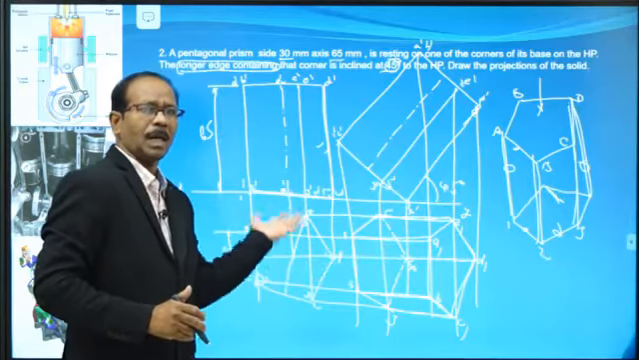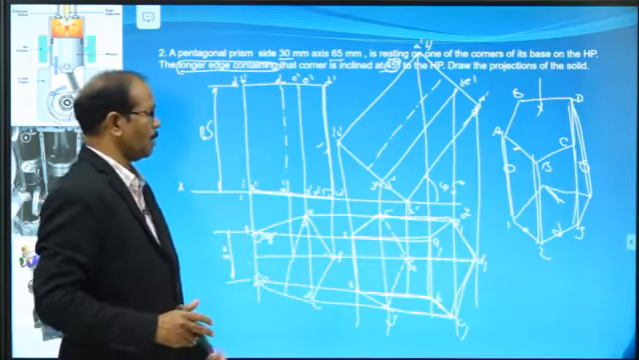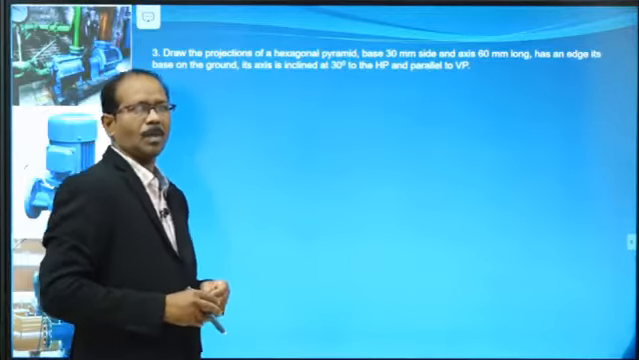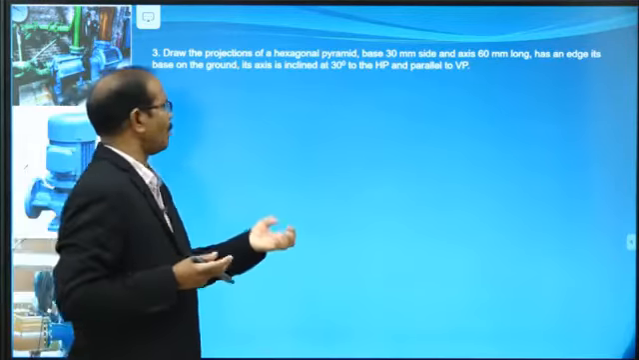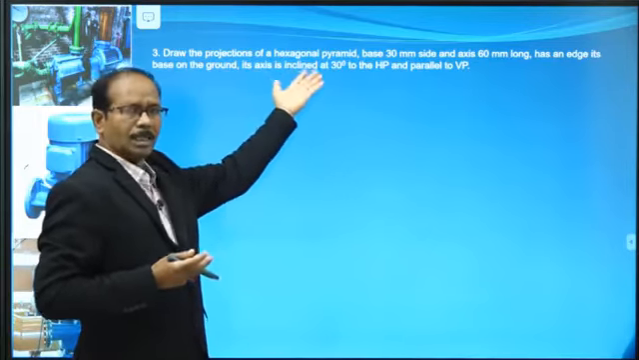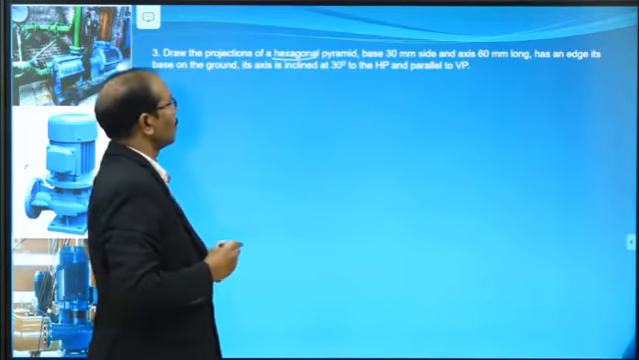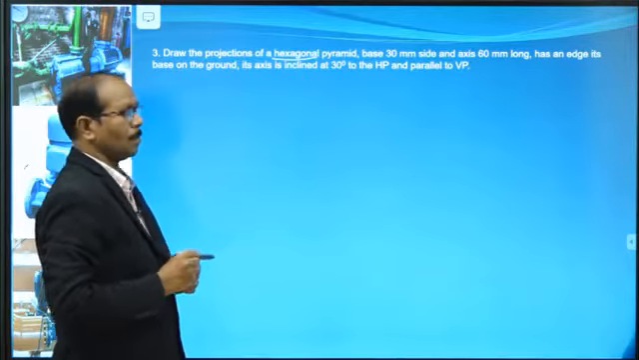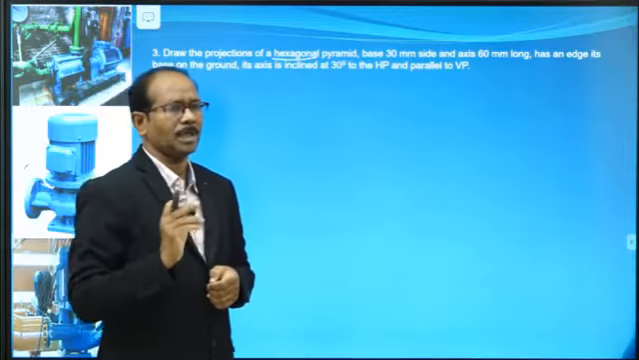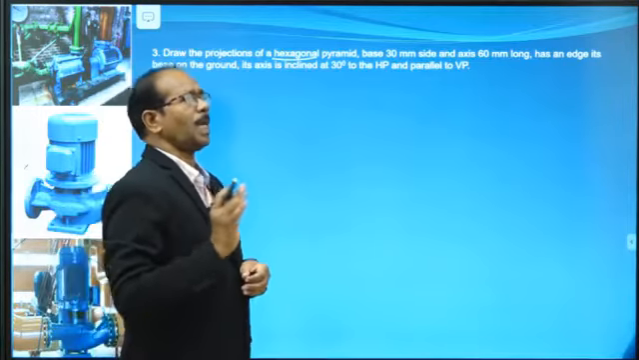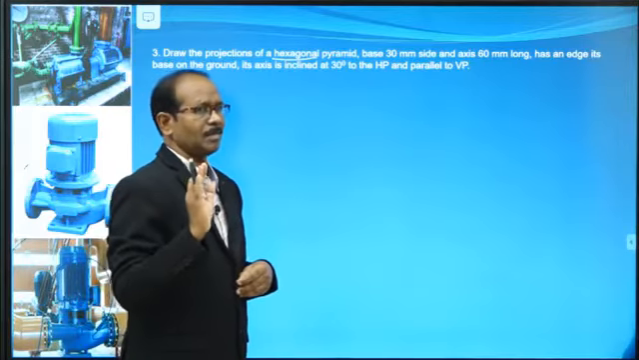The next one is one more problem. Let's observe this one more problem. This problem only changes the shape of the object. In case of pentagon, now it is hexagon. The object shape is pyramid, not prism. Pyramid has only one base, one apex, and slant edges.